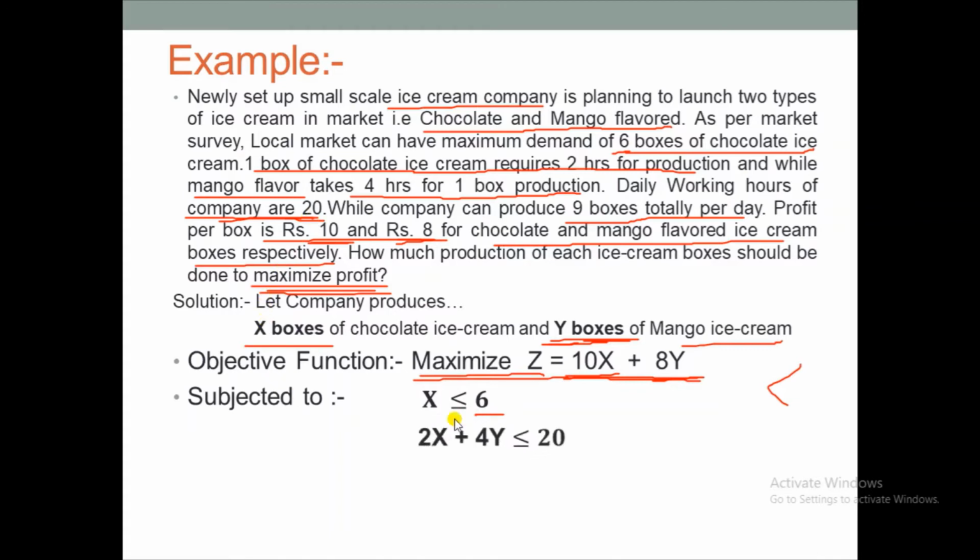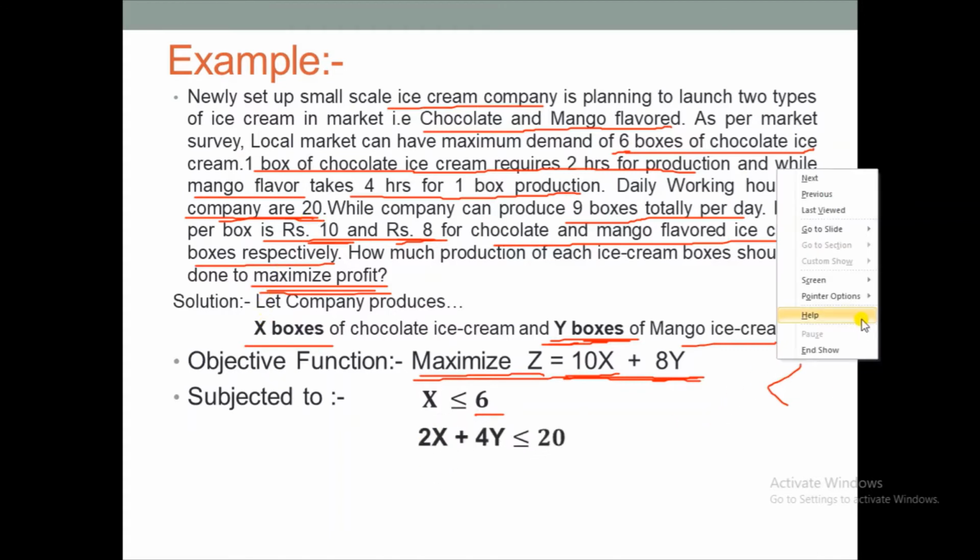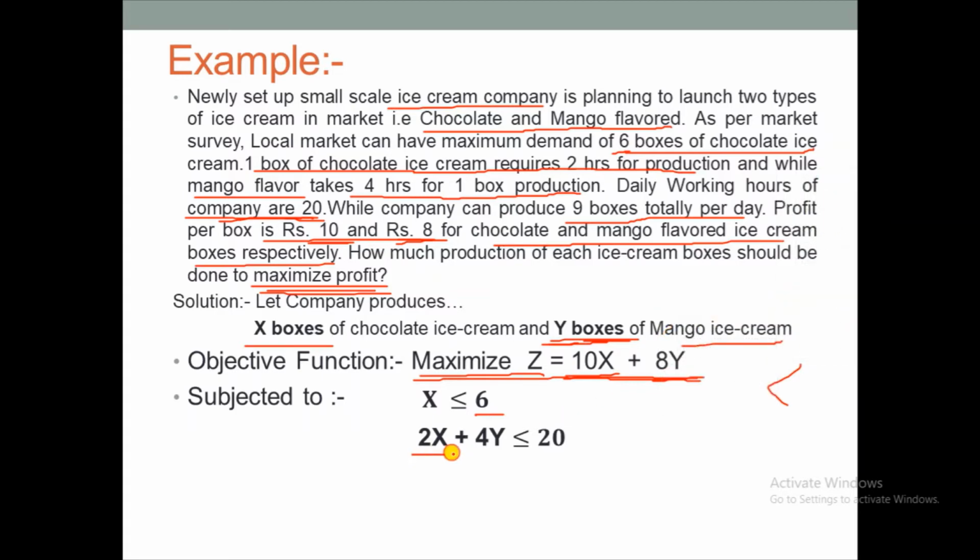So the next constraint will come out as 2X plus 4Y. 2X is the total time required for chocolate flavored ice cream box production. 4Y is the total time required to produce ice cream boxes with mango flavor. This total time should not be more than 20. It is either equal to 20 or less than 20. So we'll get the symbol here. Now we have got two constraints.